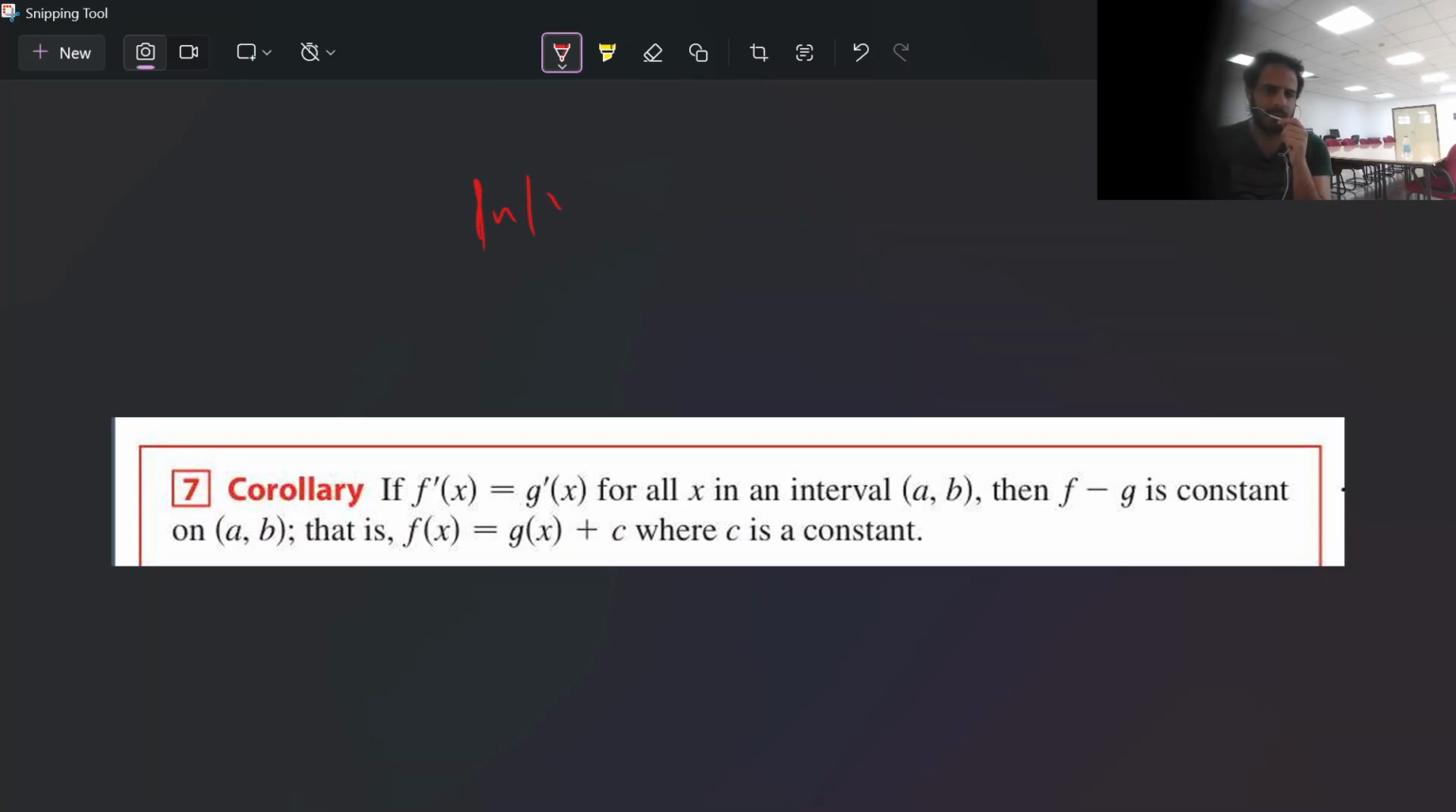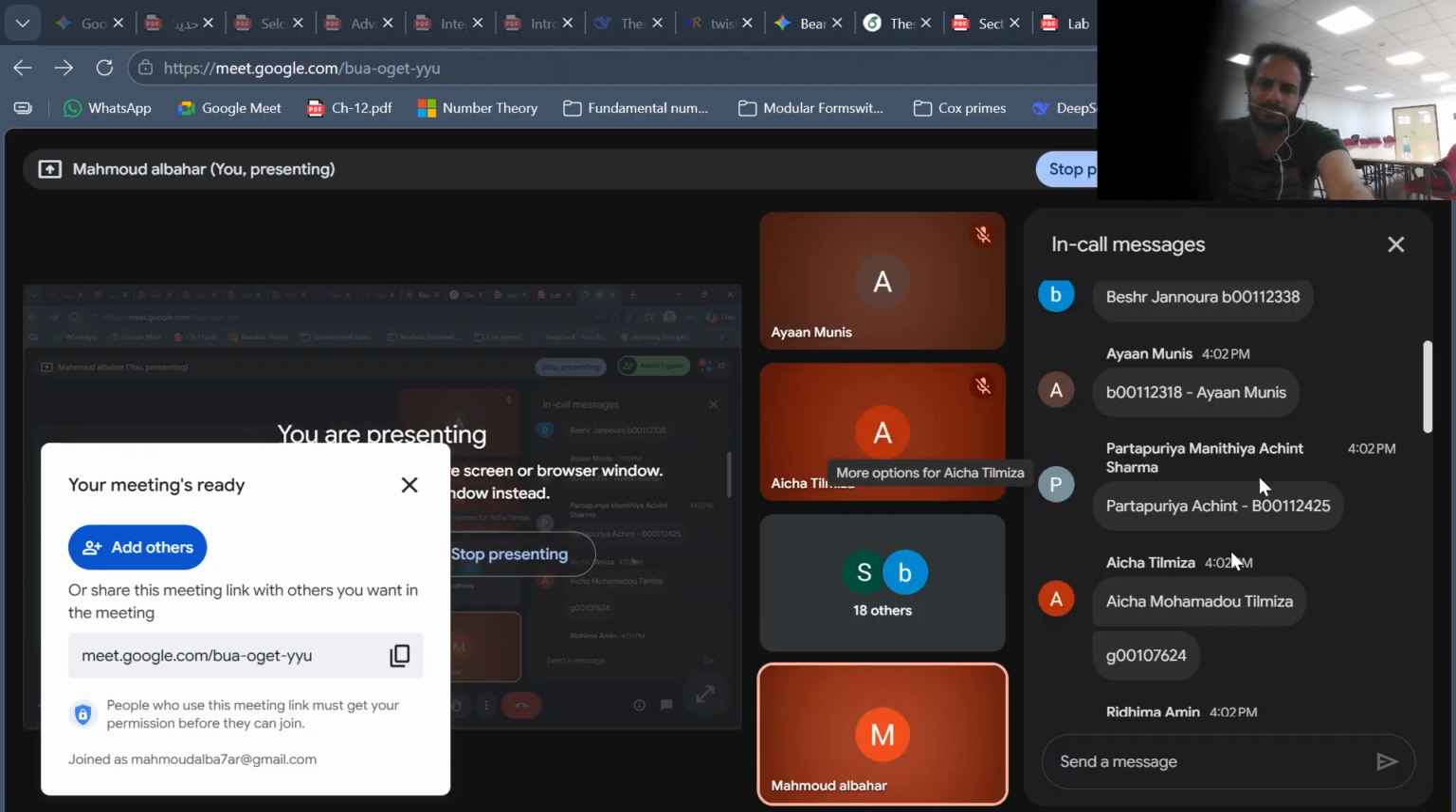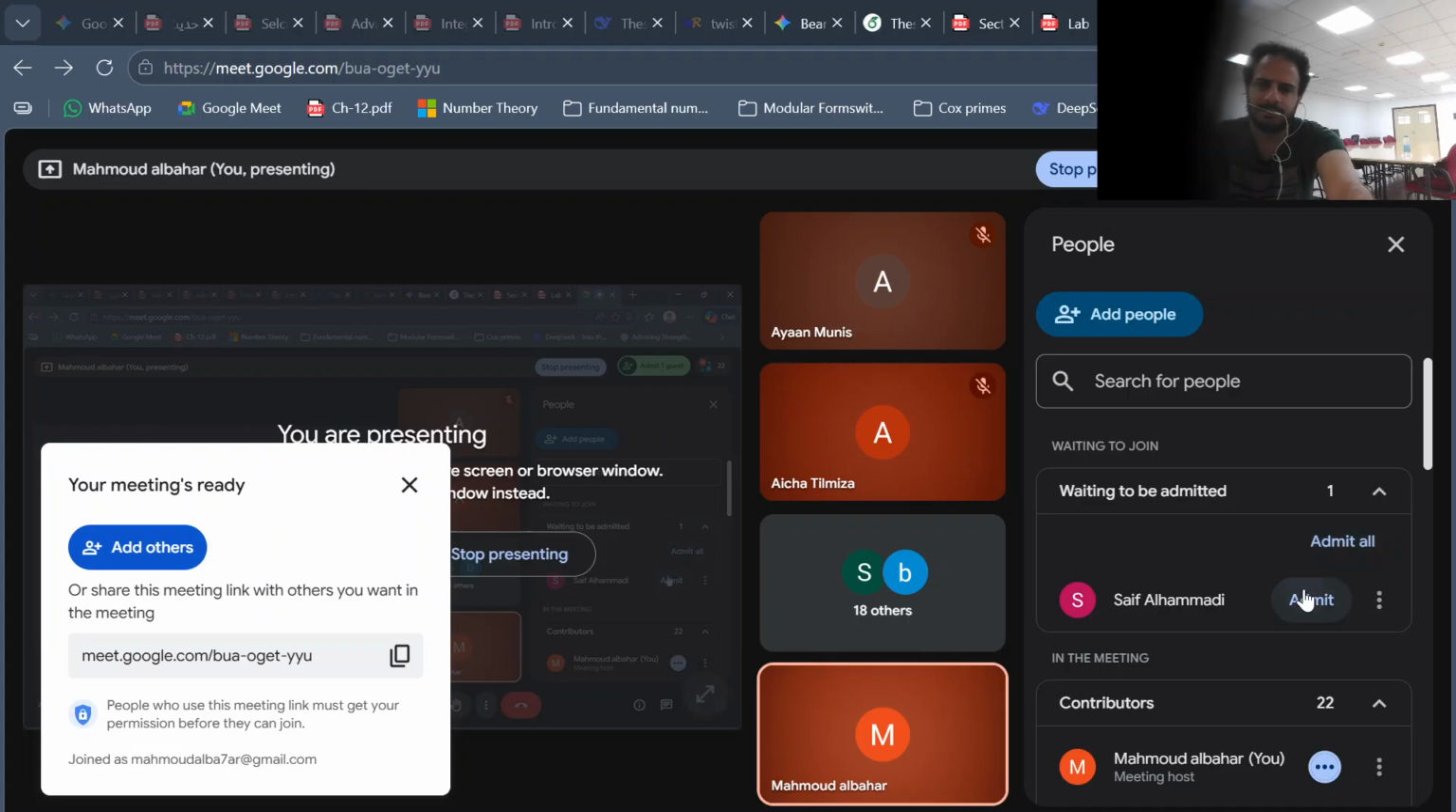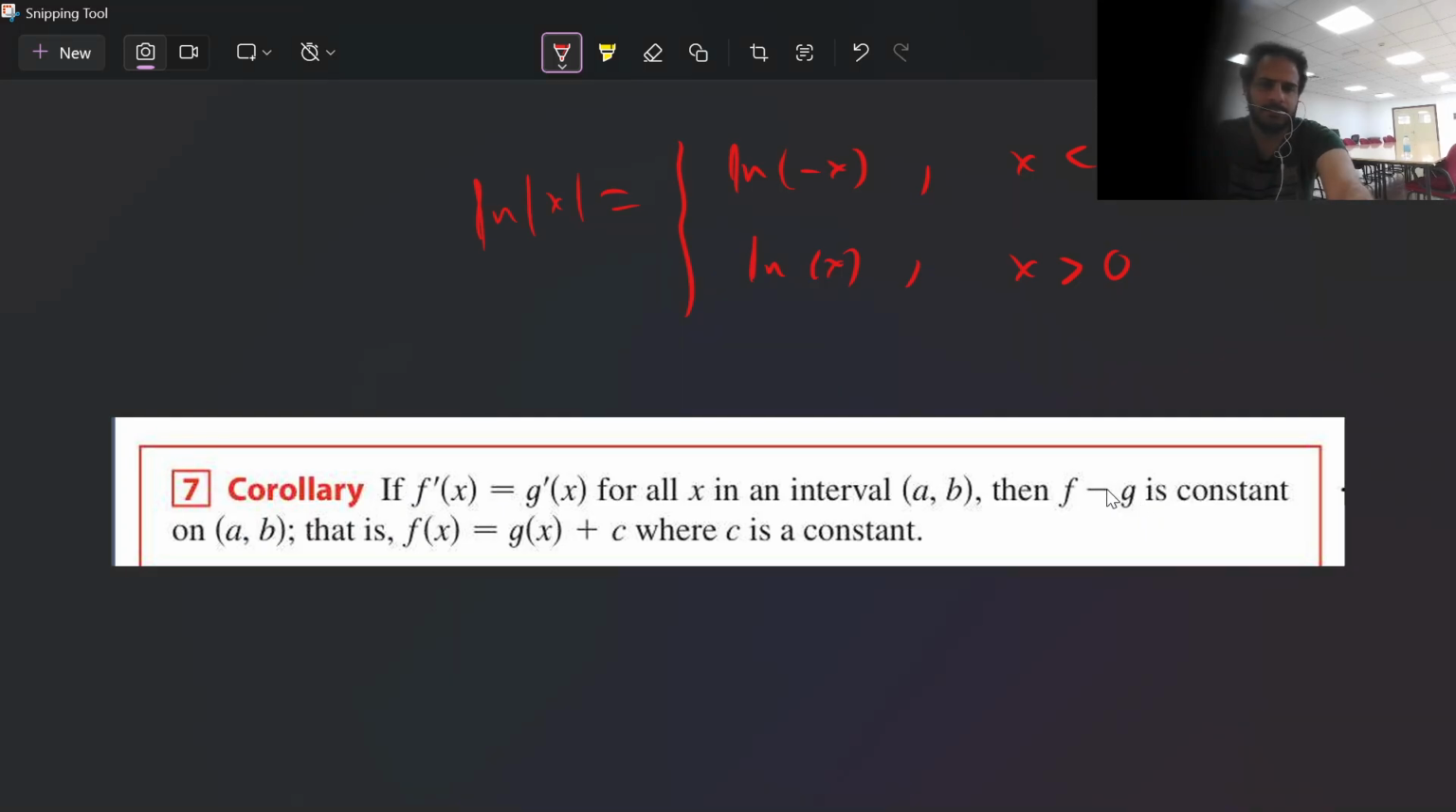But now, ln absolute value of x, I will show you. ln absolute value of x equals what? Equals ln minus x if x is negative, ln x if x is positive. So we don't have one open interval, right? We have here one open interval and here one open interval. So we have two open intervals, right?